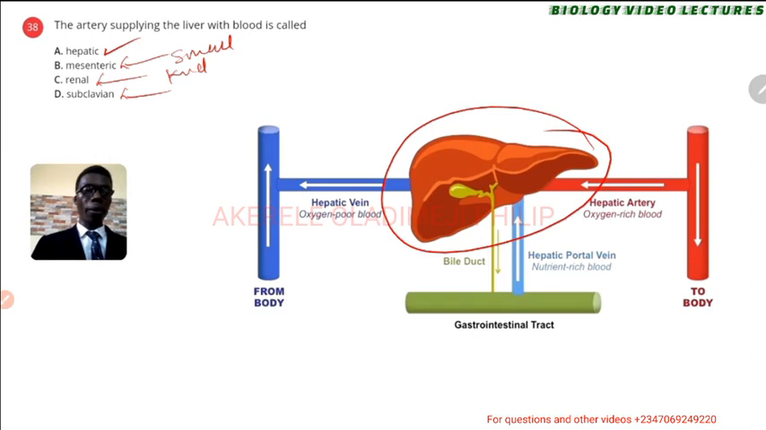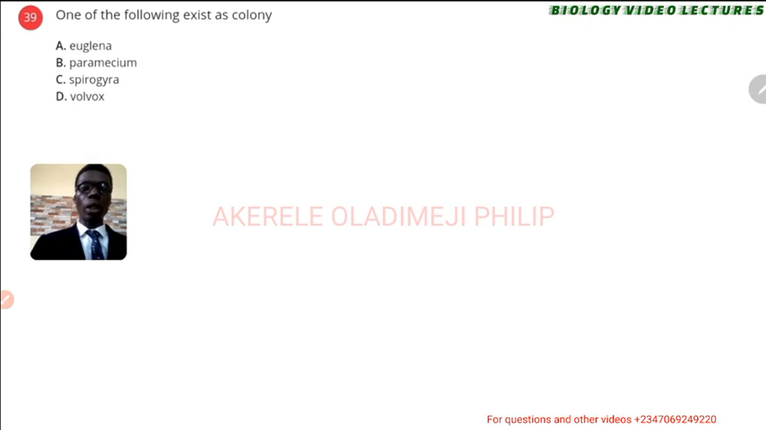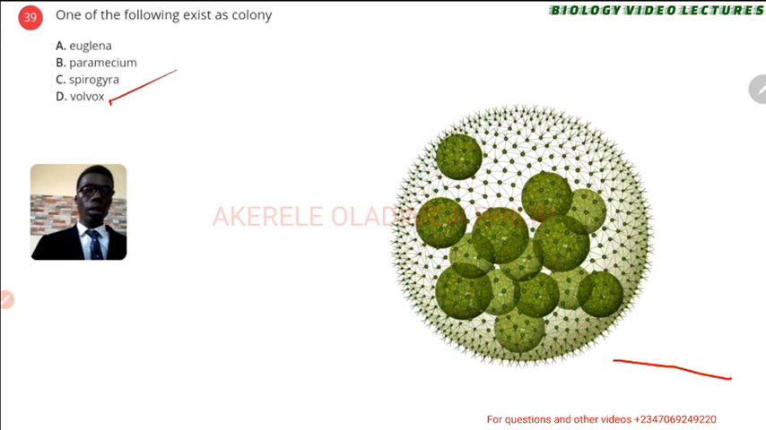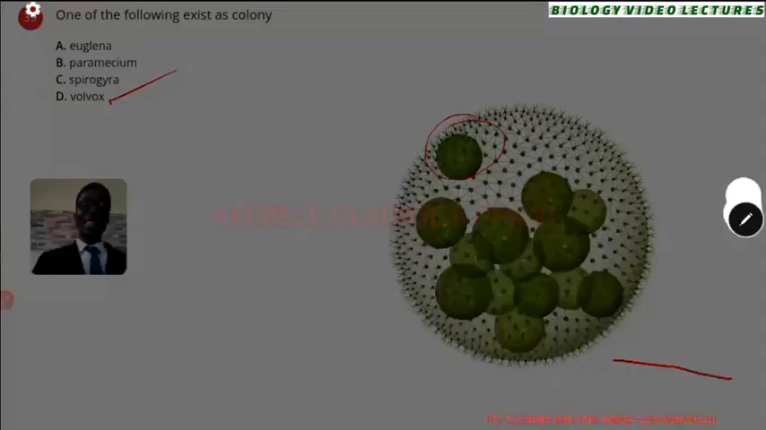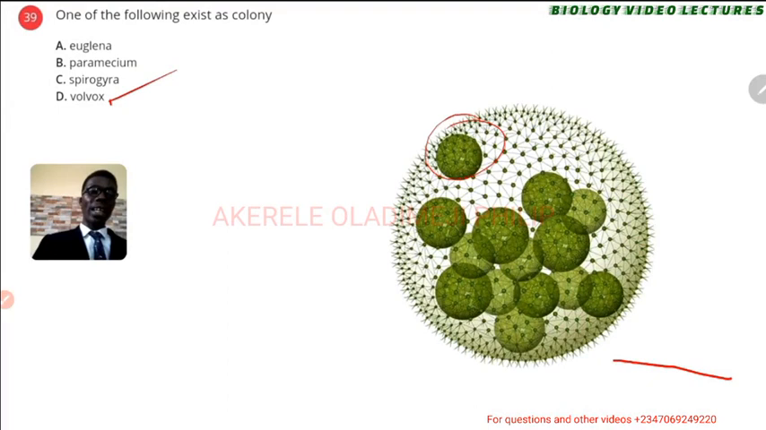One of the following exists as a colony. Colony means a group of independent cells that decide to stay together. They actually live independently, but decide to stay together. And that answer is Volvox. Volvox, please. They are independent algae that decide to stay together. That's a colony of Volvox.